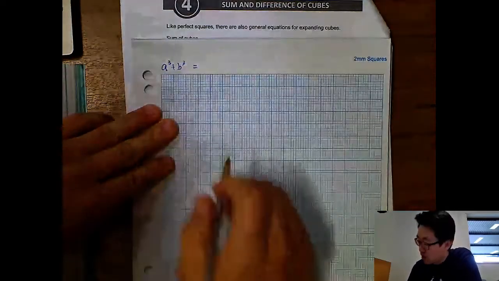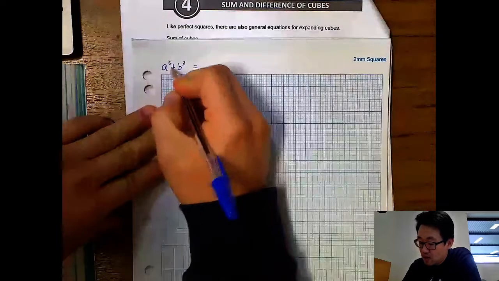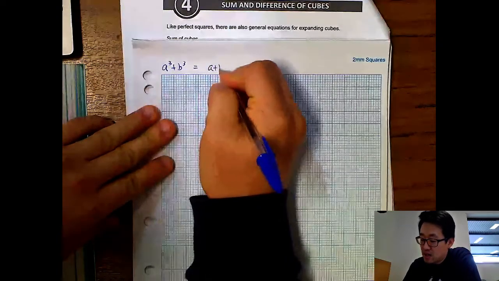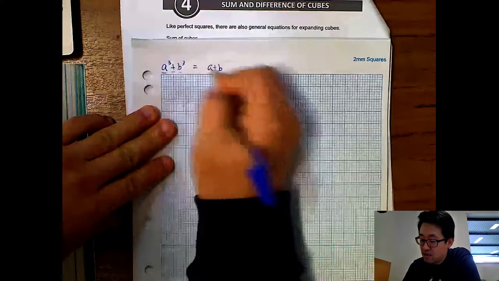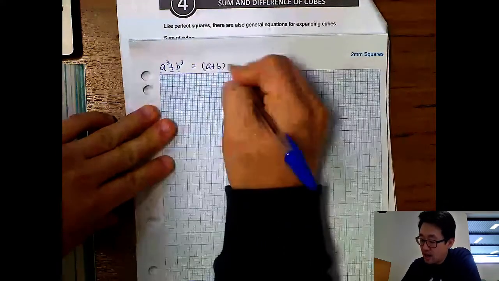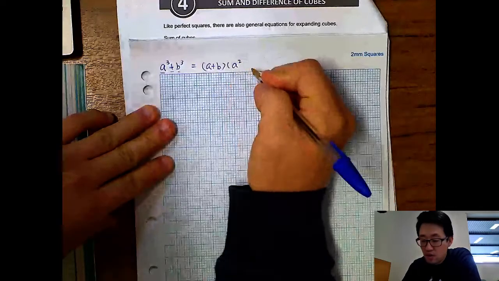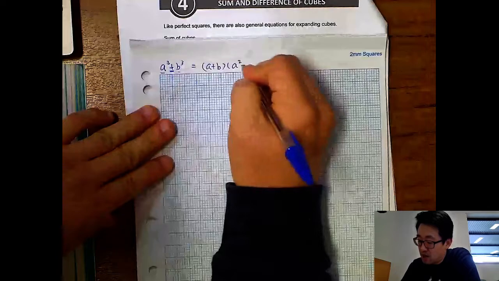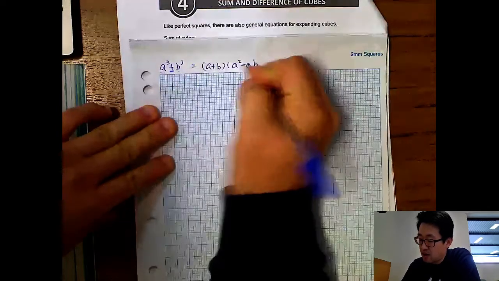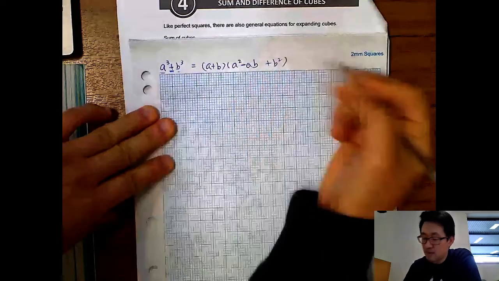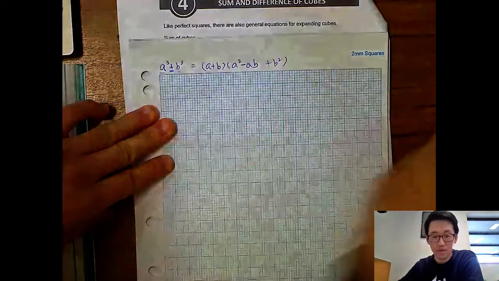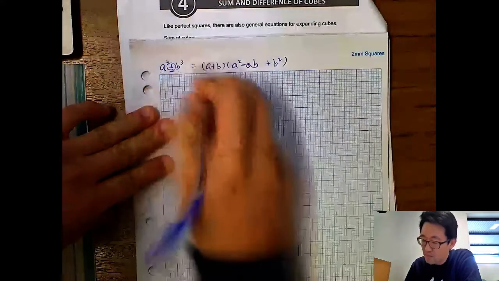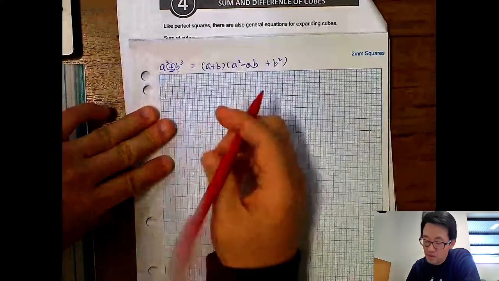The formula you can remember is (a plus b), since that's plus, and then (a squared, and then you need to write down the opposite of this sign, which is minus ab, plus b squared). Does that make sense? That is the sum one.